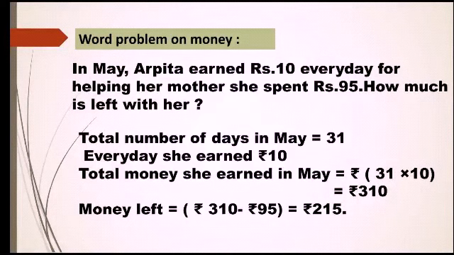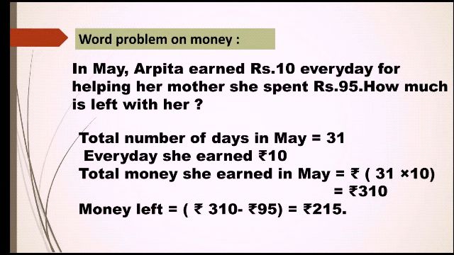Word problem on money. In May, Orpita earned rupees 10 every day for helping her mother. She spent rupees 95. How much is left with her? So first of all, you read the question very carefully. In May, in the month of May, Orpita earned rupees 10 every day for helping her mother. She spent rupees 95. How much is left with her?